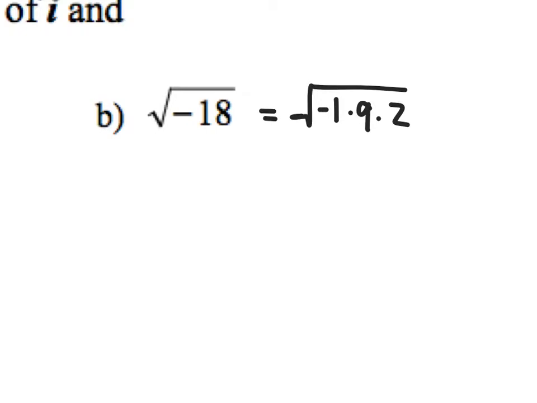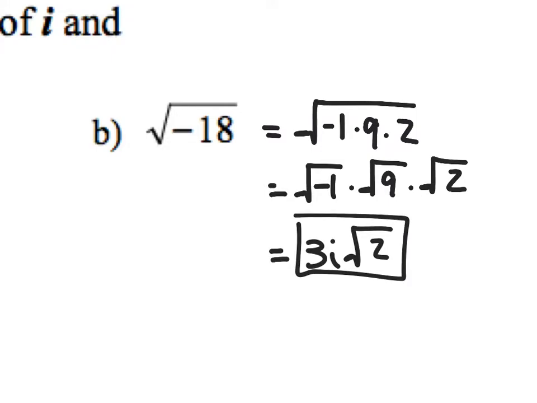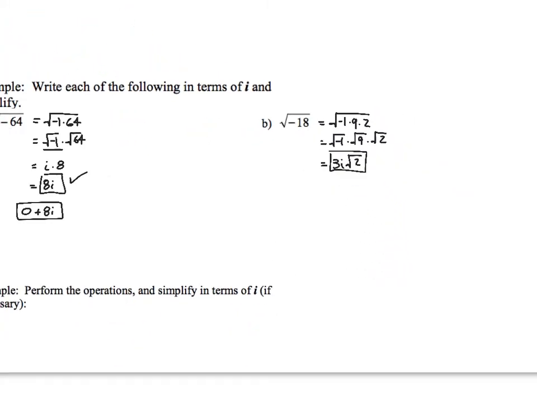So what I can now do is look at it like this: the square root of negative 1 times the square root of 9 times the square root of 2. Now I can take the square root of negative 1 and the square root of 9, and that's going to give me 3i, and then times the square root of 2. And that's my final answer. So we're just simplifying these.